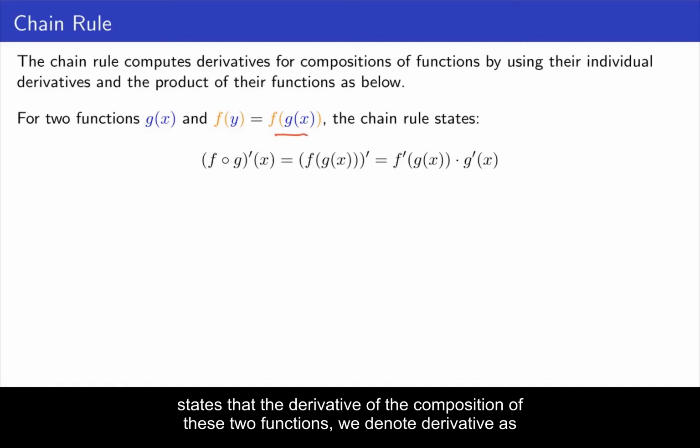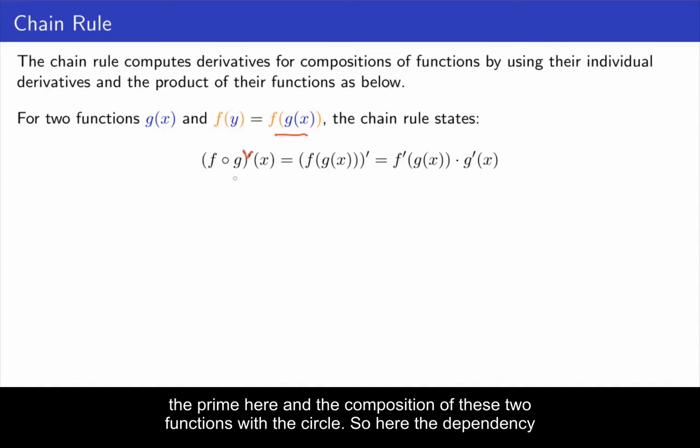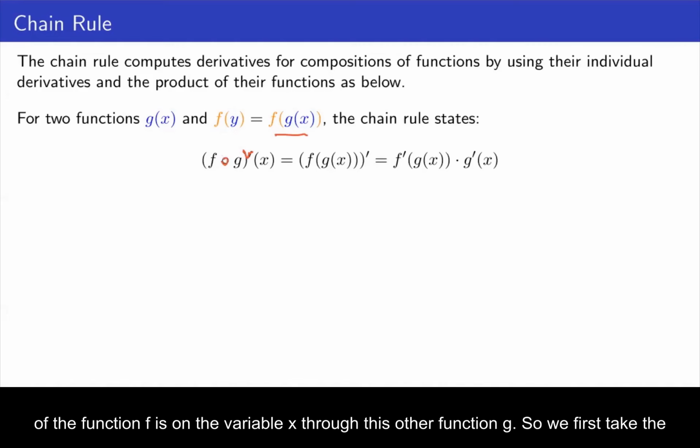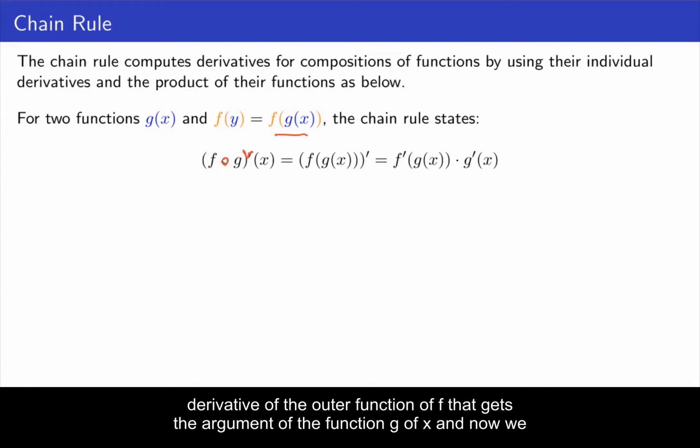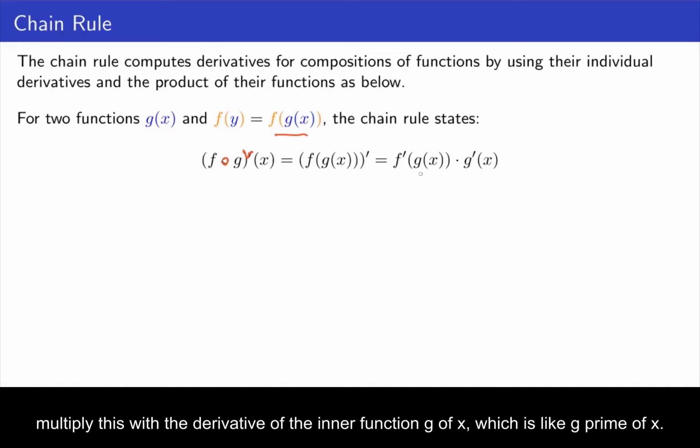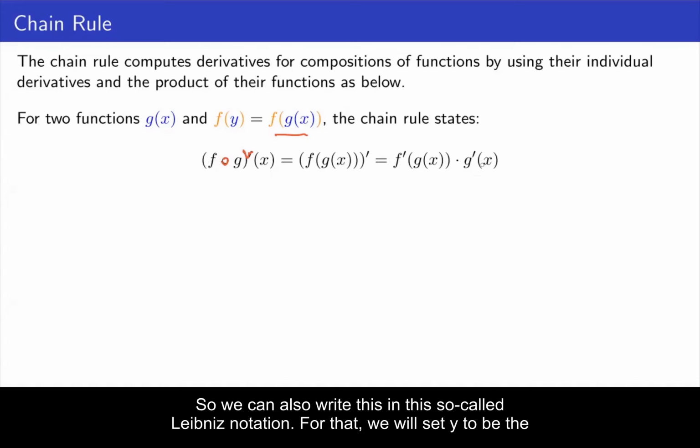Then the chain rule of calculus states that the derivative of the composition of these two functions, where we denote the derivative with the prime and the composition with the circle. Here the dependency of the function f is on the variable x through this other function g. So we first take the derivative of the outer function f, evaluated at g of x, and now we multiply this with the derivative of the inner function g of x, which is g prime of x.